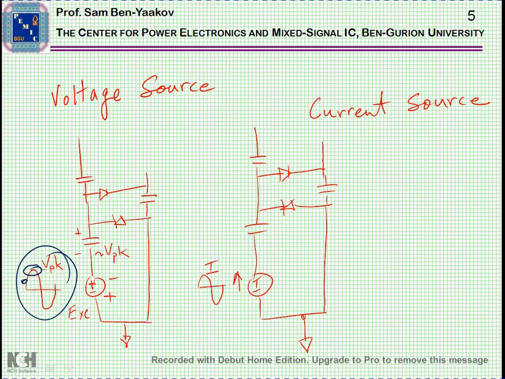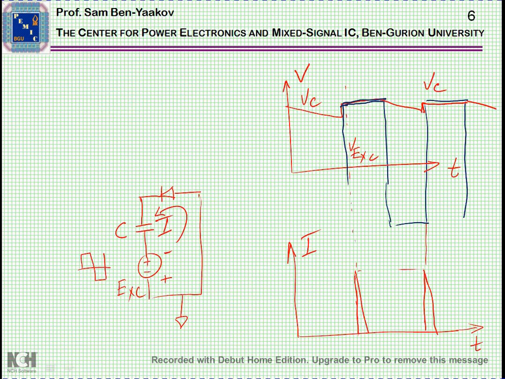A better way is to use a current source. Here's a current source which is pushing current through the capacitor. In this case, current will be moved either this way or the other way. The operation is very similar, except that now the excitation is a current source rather than charging the capacitor with a voltage source. Now the difference between the two is really in the way the current is flowing.